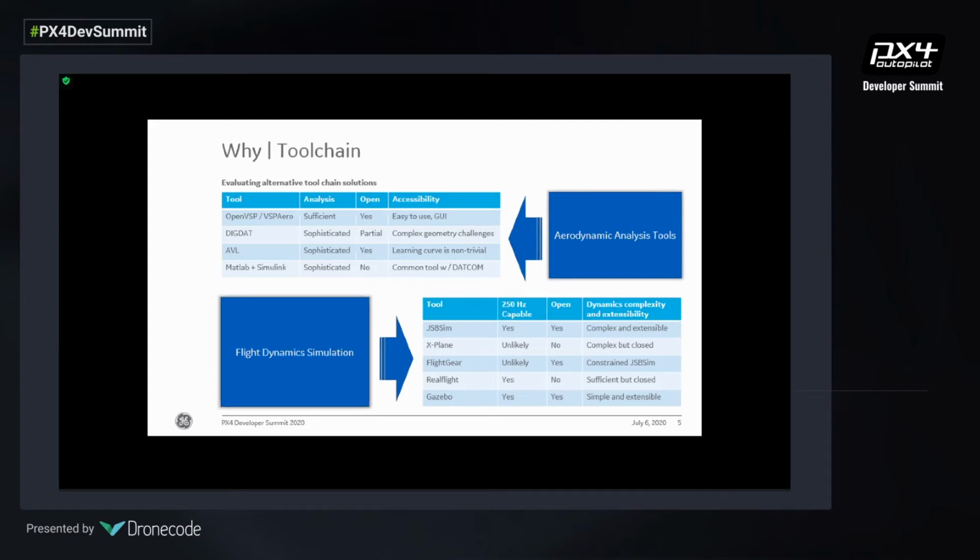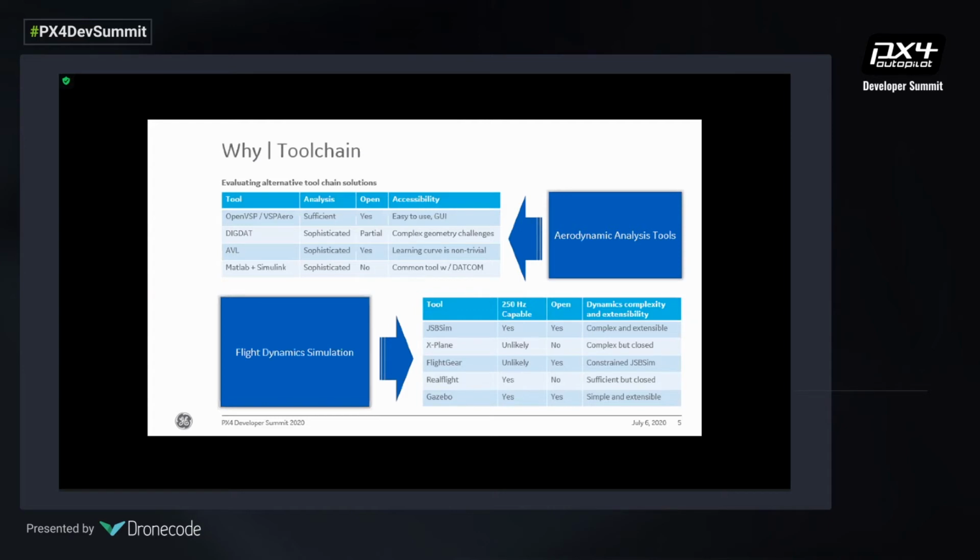We also evaluated X-plane, the hardware resources required to run at 250 hertz, which is obviously what we'd like to be the EKF and PX4 at, were a little more substantial. And so that combined with it not being open lent us towards JSBSim. We ended up using FlightGear here for the visual front end, but not the dynamics. Basically, it's more constrained than JSBSim.